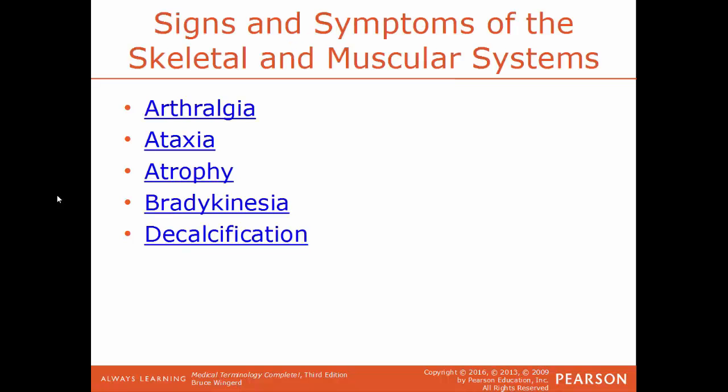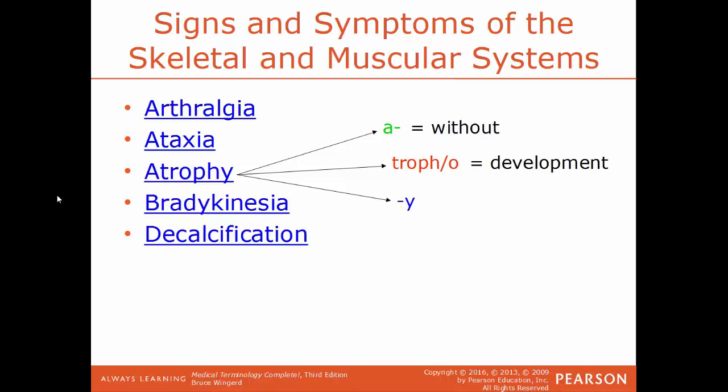Alright, now we'll talk about some signs and symptoms of the skeletal and muscular systems. The first one, arthralgia, is a technical term for a pain in the joint. The next one, ataxia, is where you have a loss of control over your body movements, a total loss of control usually. The next one, atrophy. If we're to break this word down, A means without. Tropho means nourishment or development. Then Y, a process of. So atrophy is the process of having no development. This is when muscles will waste away when they aren't being used.